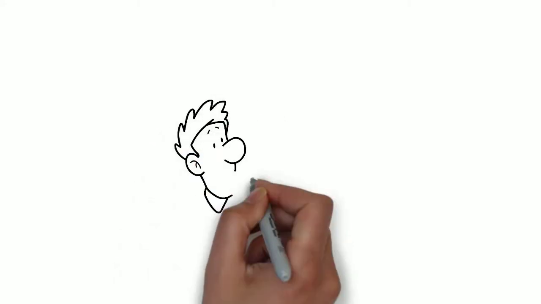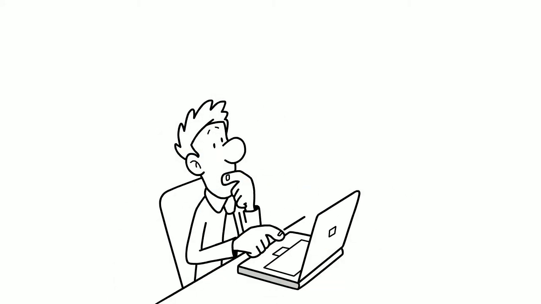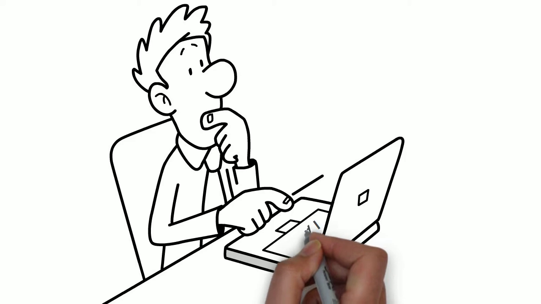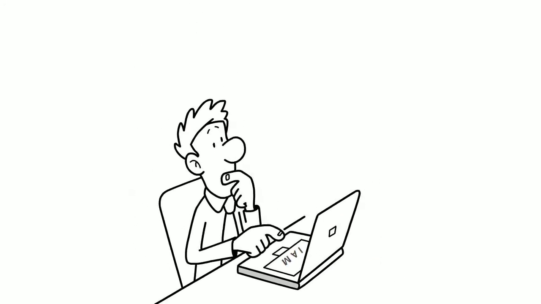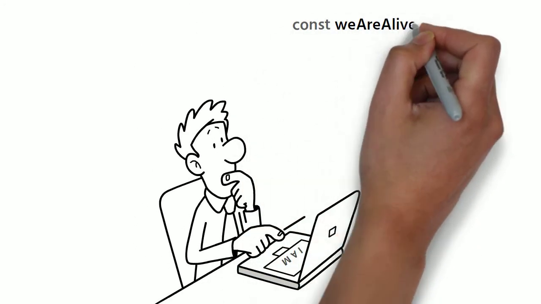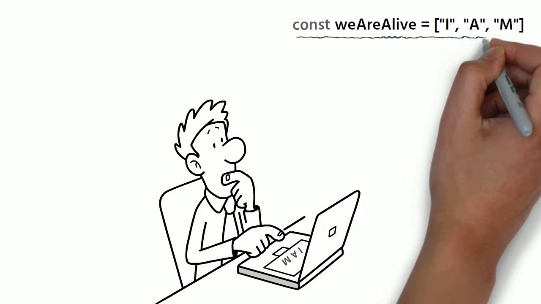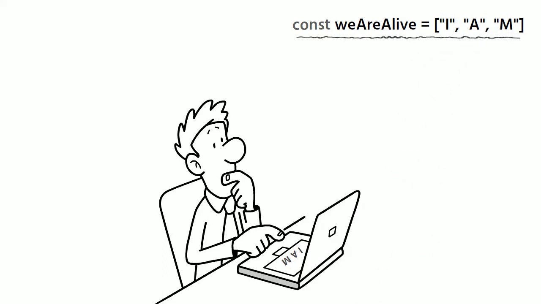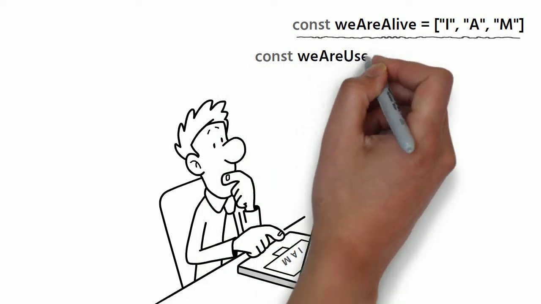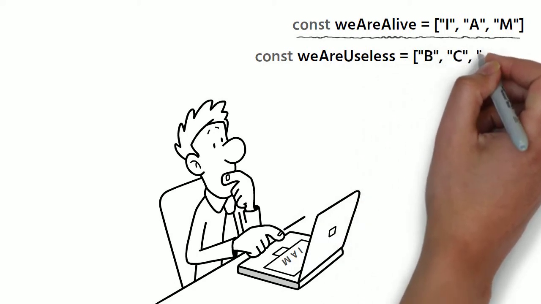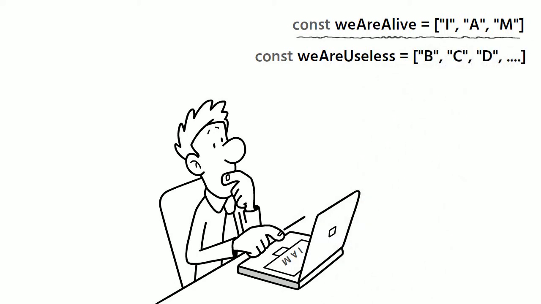You are sitting on a chair with a laptop, and the laptop has only three keys that are currently working: I, A, and M. You put them into an array called weAreAlive, which is the last hope for typing. So you set const weAreAlive and the array itself: I, A, and M. You create another array that contains all the useless keys that are no longer working. You name this array weAreUseless, like this one.